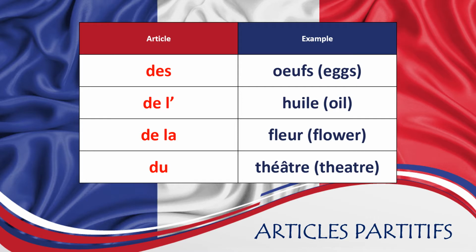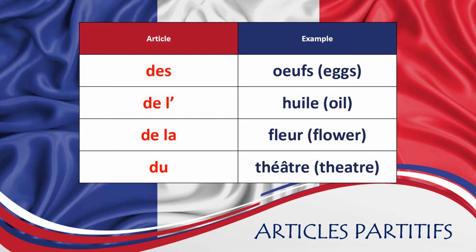Now, let's see some tricky examples. But don't worry, let's apply the knowledge which I just taught you. First example. Eggs, oeufs. What do we use in front of oeufs? Do we use de l', des, de la, or du? Now let's see. Is it plural? Does it end with S? Yes, it ends with S. So it's easy. It is des oeufs.